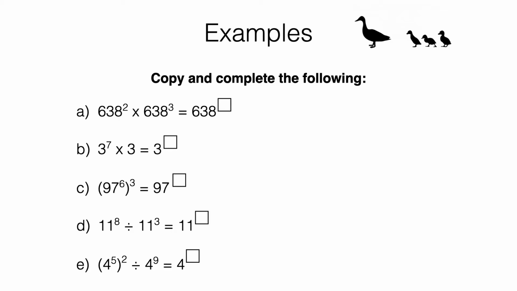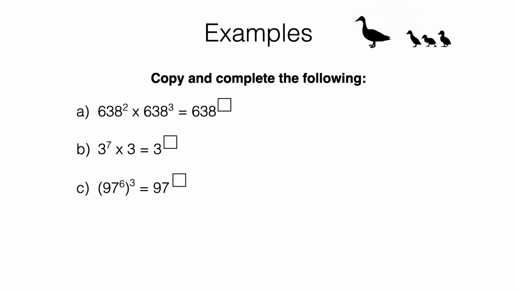In this video, we're looking at various properties of indices. Now let's take a look at the first question. We have 638 to the power of 2 multiplied by 638 to the power of 3 equals 638 to the what? So this looks quite complicated, but actually we can do this without a calculator.